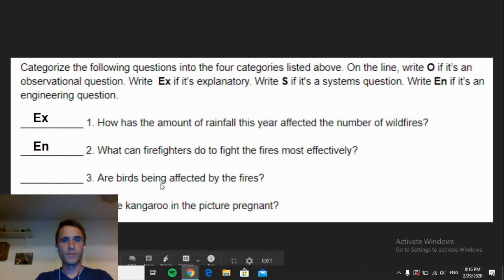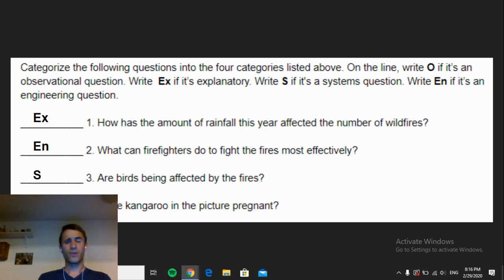Thirdly, it says, are birds being affected by the fires? This one, once again, I've already used as an example. We're talking about the system of Australia, and we're asking, are the birds being affected? The birds are just part of the system. They live in Australia, they're part of the system. Are they being affected? I'm asking about another part of the system. That's a systems question.